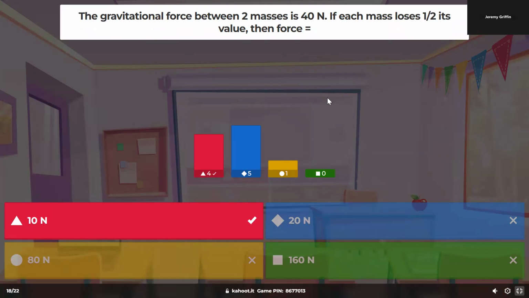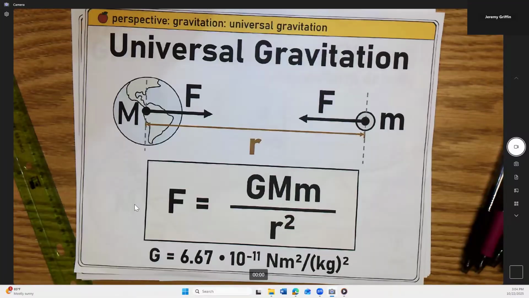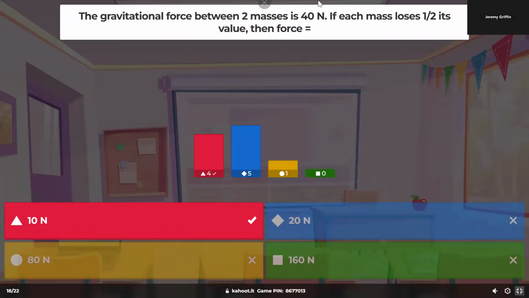Yeah, 10 newtons. Okay, so why 10? Here's some original force, maybe 40 newtons. So that's the original. But guys, what if this m and also this m are each cut in half? What's a factor of a half times a half? Is that a quarter? Half a half is a quarter. And what's a quarter of the original 40? Maybe 10. Yeah, it's 10 newtons.